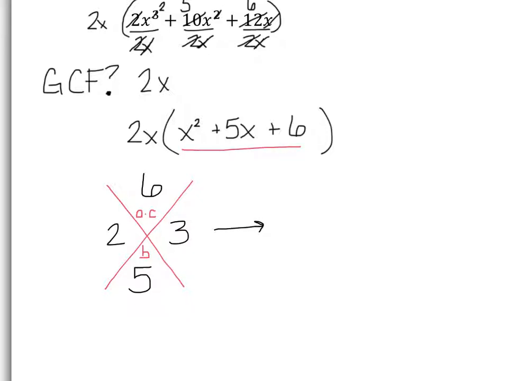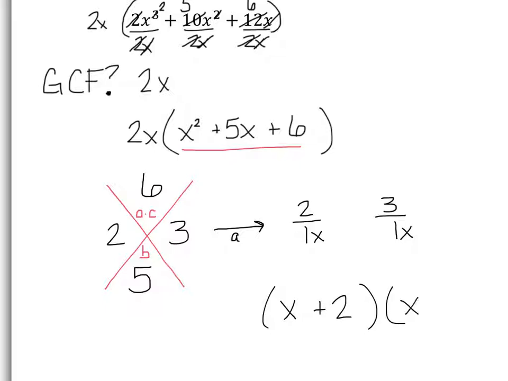Now I put those in my fractions. 2 and 3 are the top. What's the denominator? A, which this time was 1. Can we reduce either one of those? No. So I'm going to go ahead and write my X in the bottom. And my two factors are X plus 2 and X plus 3. Remember, the X goes first and then the numerator, X and then the numerator.